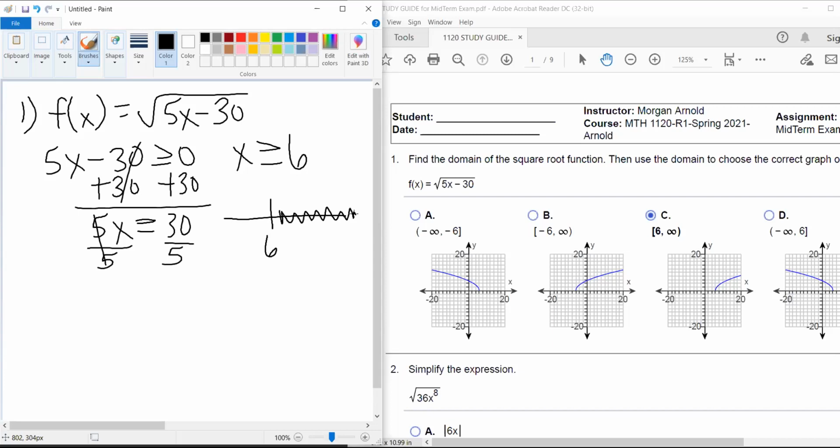And you guys know anytime you have less than or equal to or greater than or equal to, you use brackets in your interval notation. If you just had less than or greater than, then you would use parentheses. So in interval notation, this is everything greater than or equal to 6, or starting at 6 and going forever toward positive infinity. So choice C is the right answer.